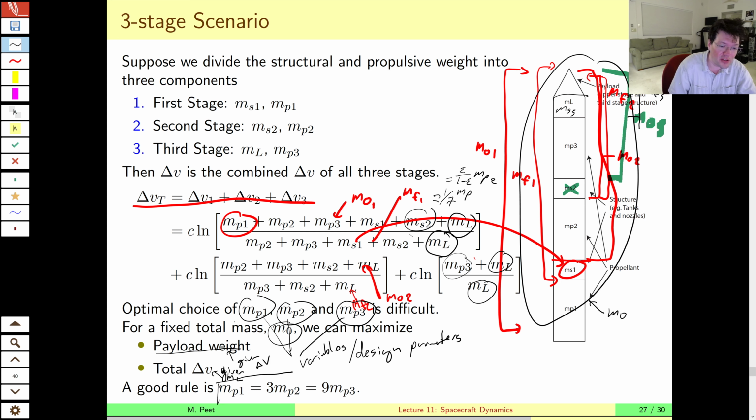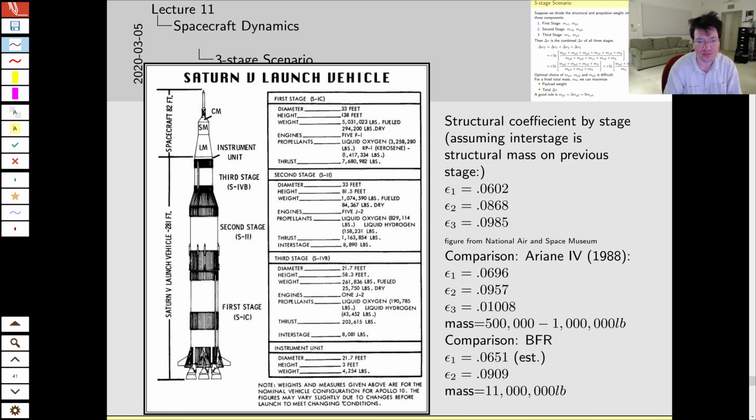If we're not really into optimization, although certainly in real life we would be, a good simple rule to give a relatively constant payload ratio is that the propellant mass of the first stage is 3 times the propellant mass of the second stage, which is 3 times the propellant mass of the third stage. Not that great a rule, but just to give you some intuition, that's how it typically shakes out.